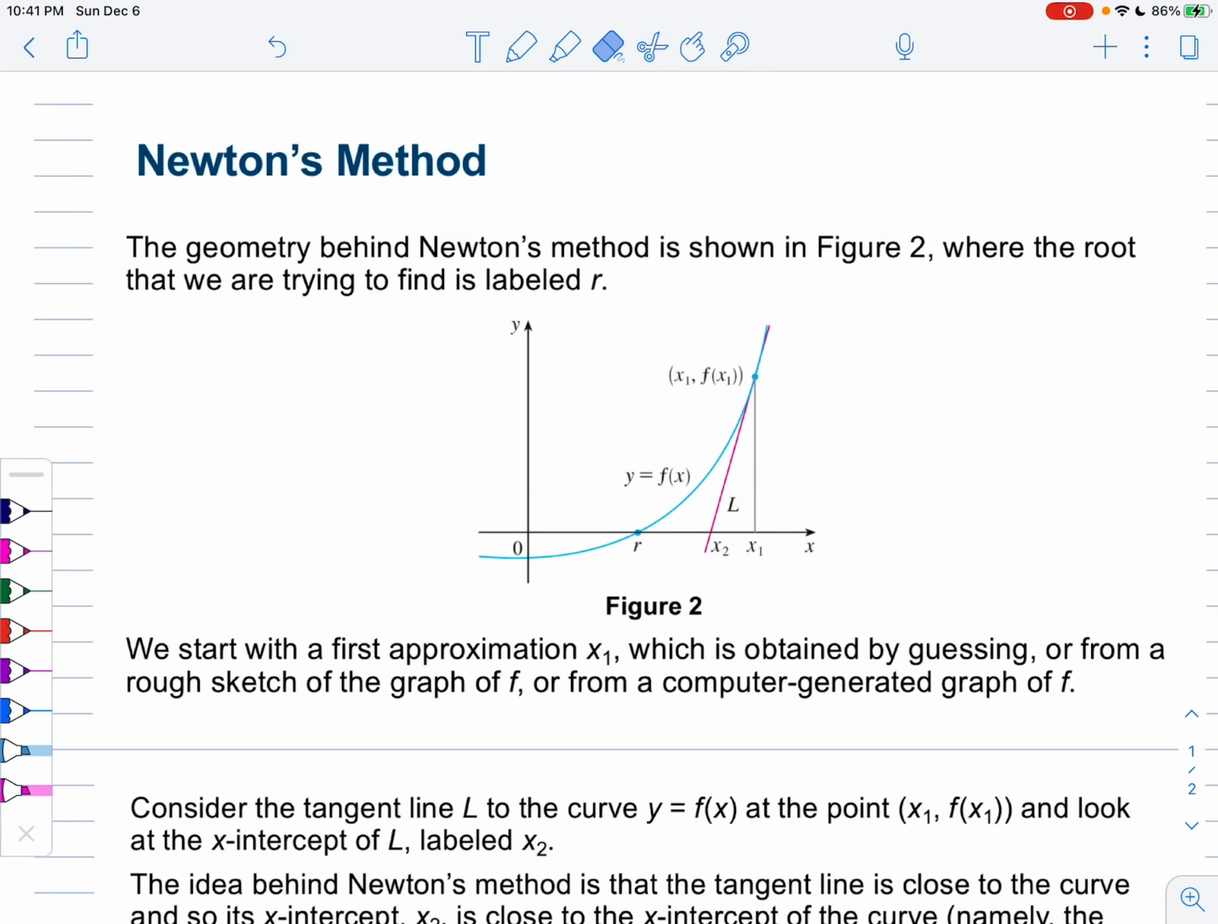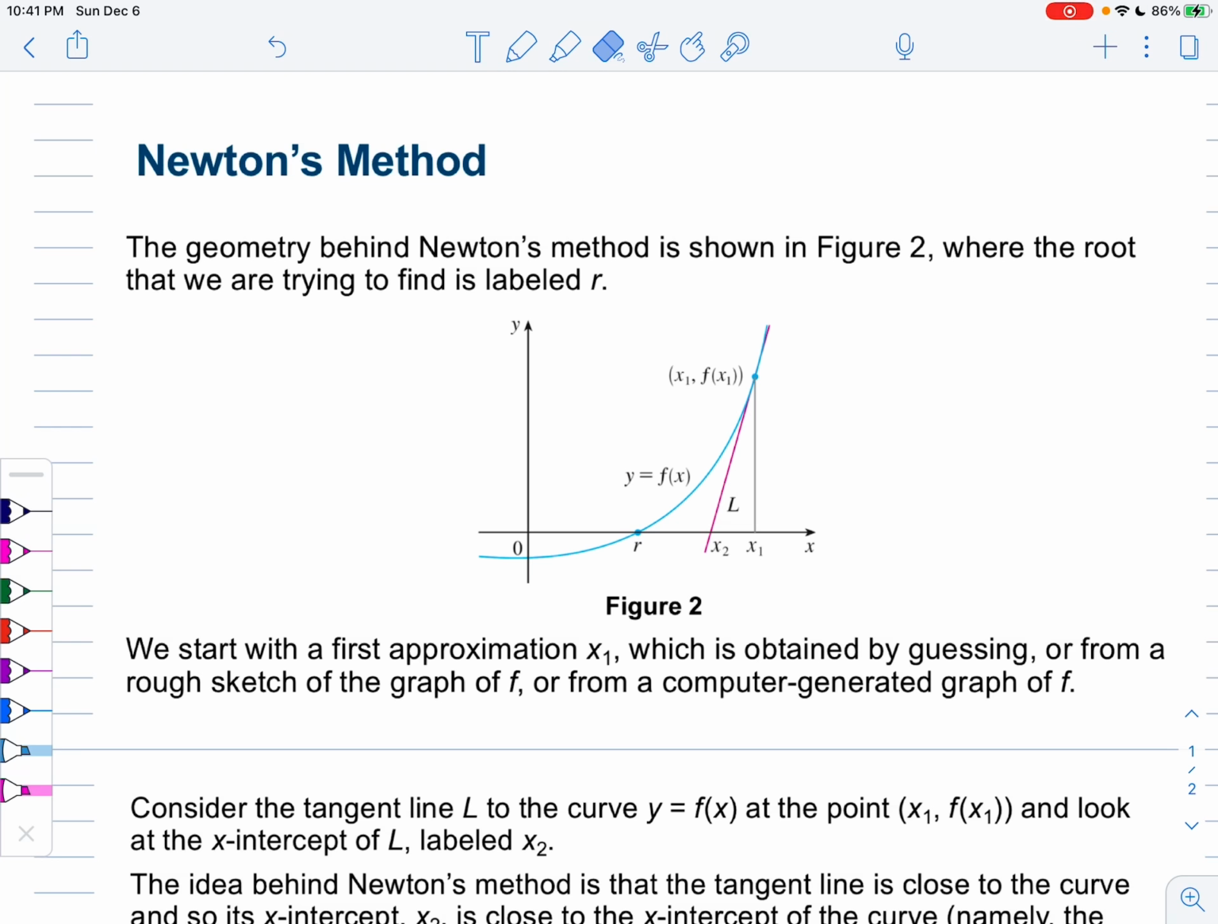Hello people, this is Calculus 1, Chapter 4, Applications of the Derivative, and we are studying from Calculus Early Transcendentals by James Stewart, and this is Newton's method. What is Newton's method good for? It's good for approximating the zeros of a function.